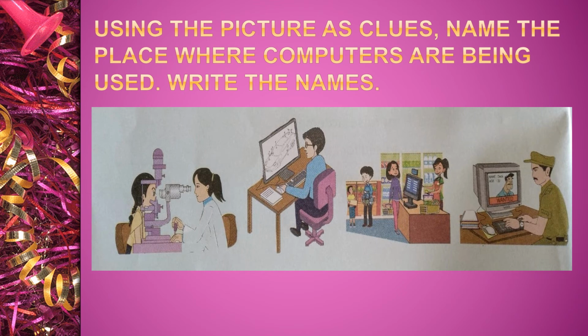Now the back exercise is having this column also. Using the picture as clues, name the places where computers are being used. Write the names. So you can see 4 pictures over here. So let's see which are these places. These are hospital, designing, shopping mall, and defense. These are some places and some purposes.